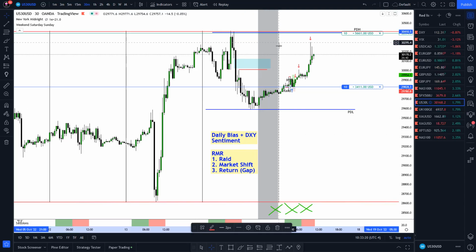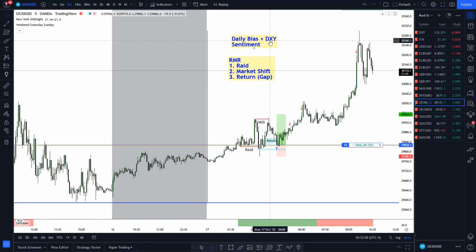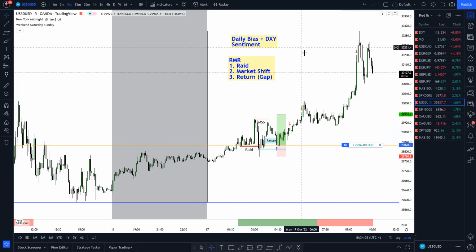But this wasn't the only reason why I decided to be bullish. A strong factor in this decision was looking at the DXY. So if you don't know already, DXY is the dollar index, and the dollar index moves inverse to indices. So if the indices are going up, then we can expect the dollar to be bearish.